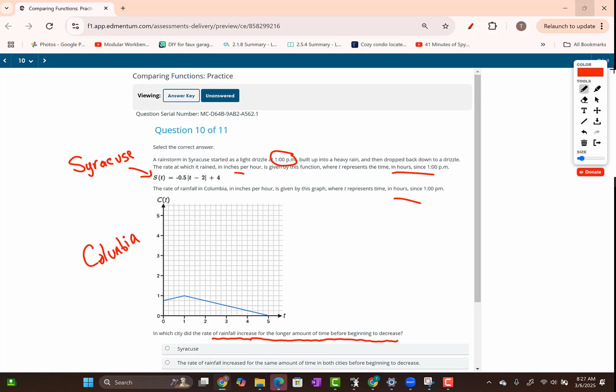So for Columbia, this is really easy to figure out how long it increased for. Essentially, it started here at 1 p.m. and it increased for 1 hour to 2 p.m. So Columbia increased for 1 hour, and then it began to decrease.